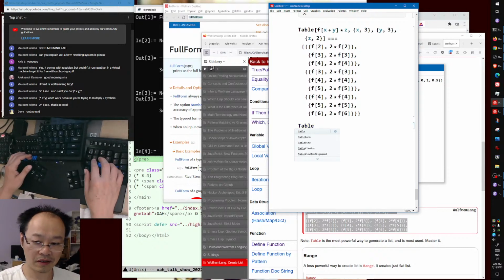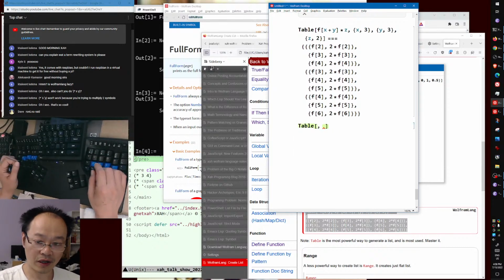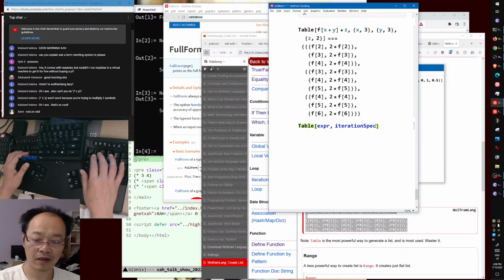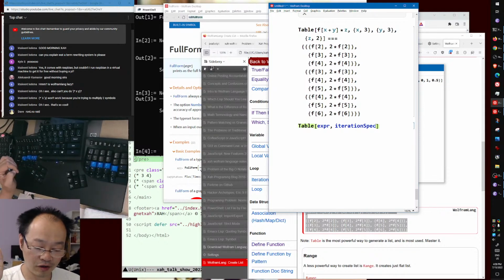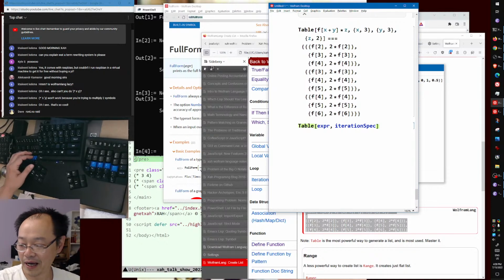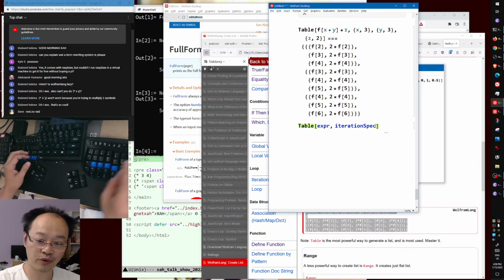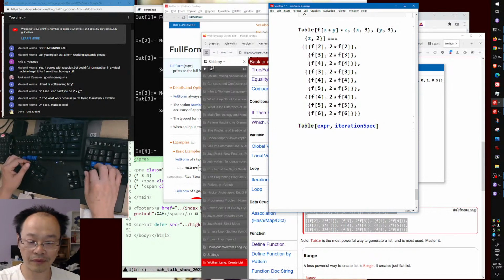So table is a function that takes two arguments. The first argument is an expression. The second argument is a kind of an iteration spec. Table lets you generate a list or nested list, arbitrarily nested, or you can think of it as generating a matrix of any dimension or tensor. It is analogous to Python's list comprehension. So let me show you an example.